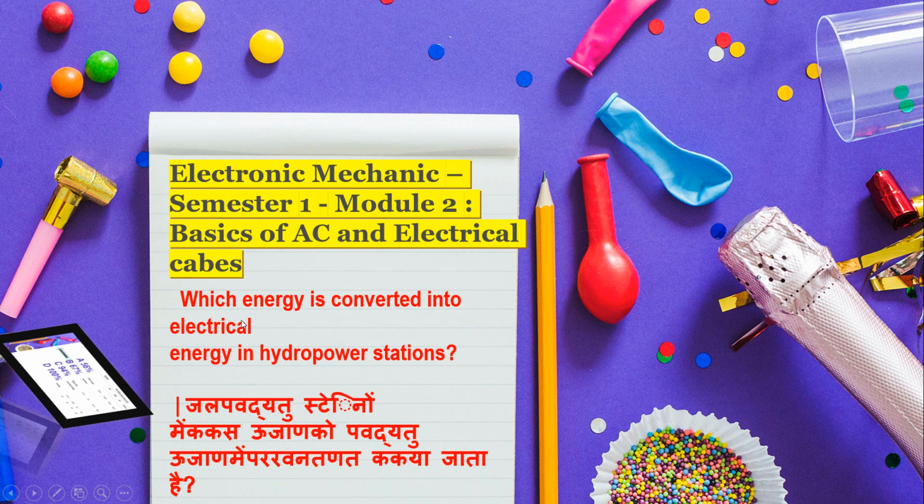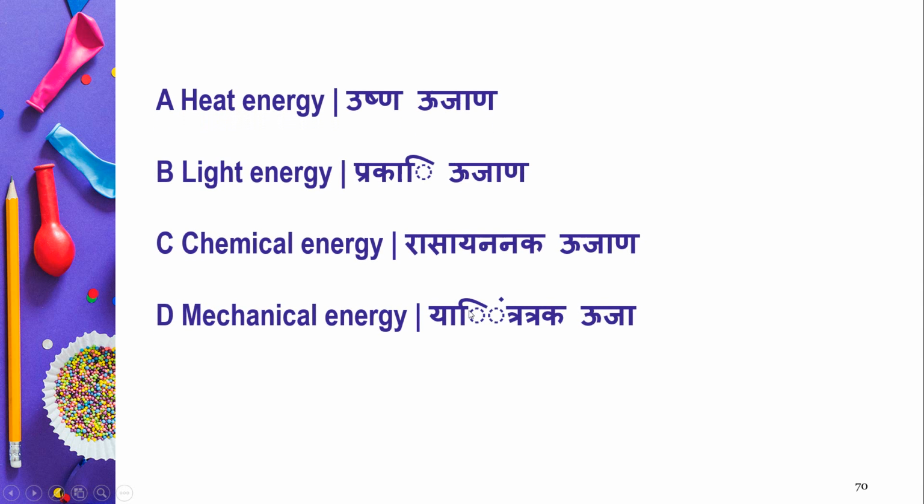Which energy is converted into electrical energy in a hydropower station? We know that the waterfall. If you see the hydropower station, the water falls from height to downside, and in the downside we connected the generator. What is the function of the generator? The function of the generator is that it converts the mechanical energy into electrical energy. Therefore, mechanical energy is the answer.